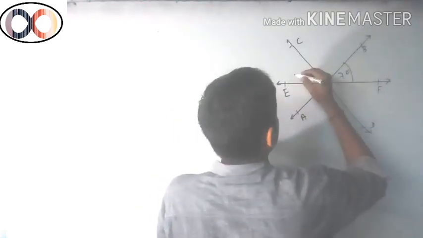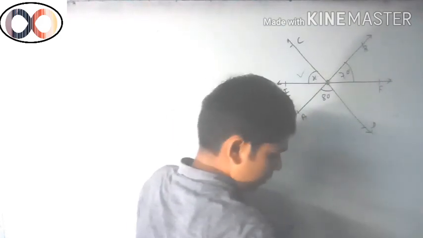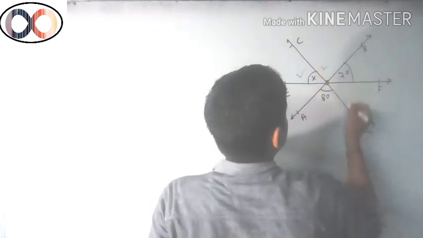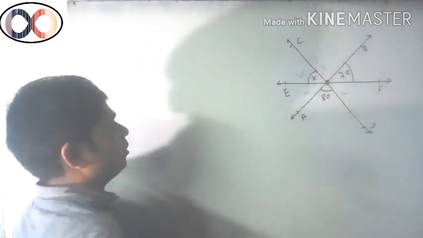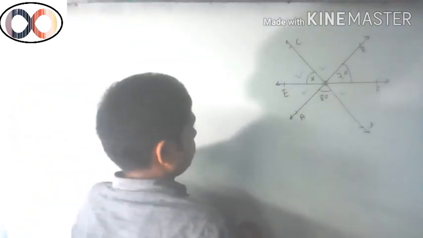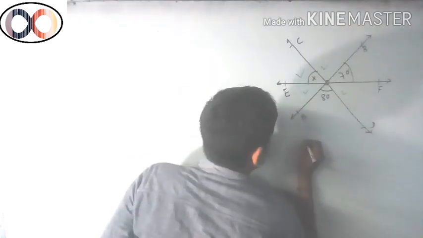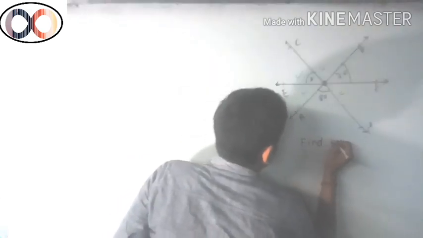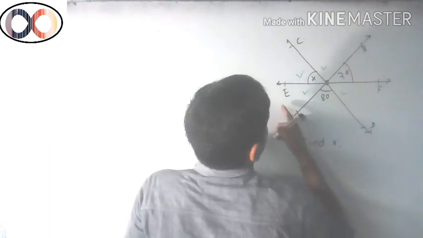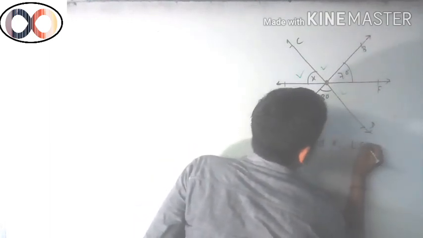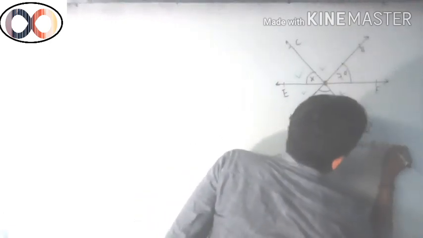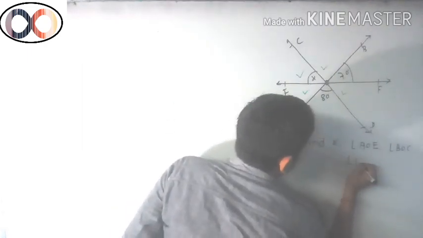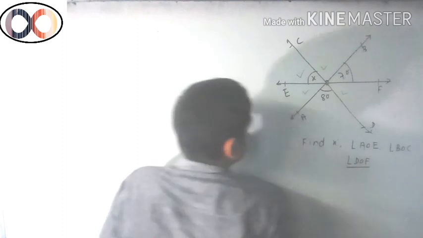You need to find the value of x, and the values of these angles. Just write here: find x. Next, angle AOE. Next, COB or BOC. Next, DOF. So this is the question you need to find here.